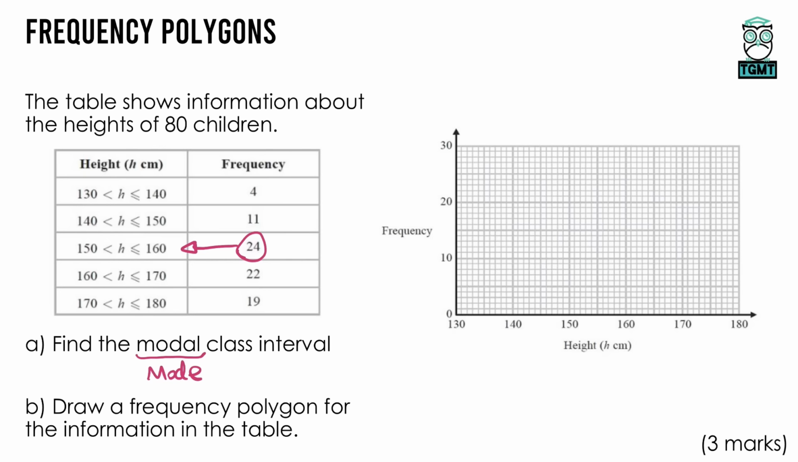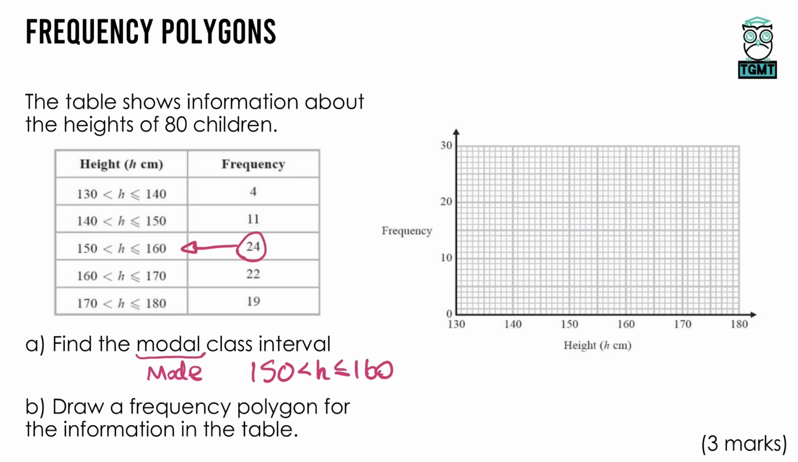So the most common, and this is about the height of 80 children, so the most common group of heights is 150 to 160, and you just copy down that inequality exactly as it's written in the table. Now this is asking us to draw a frequency polygon.